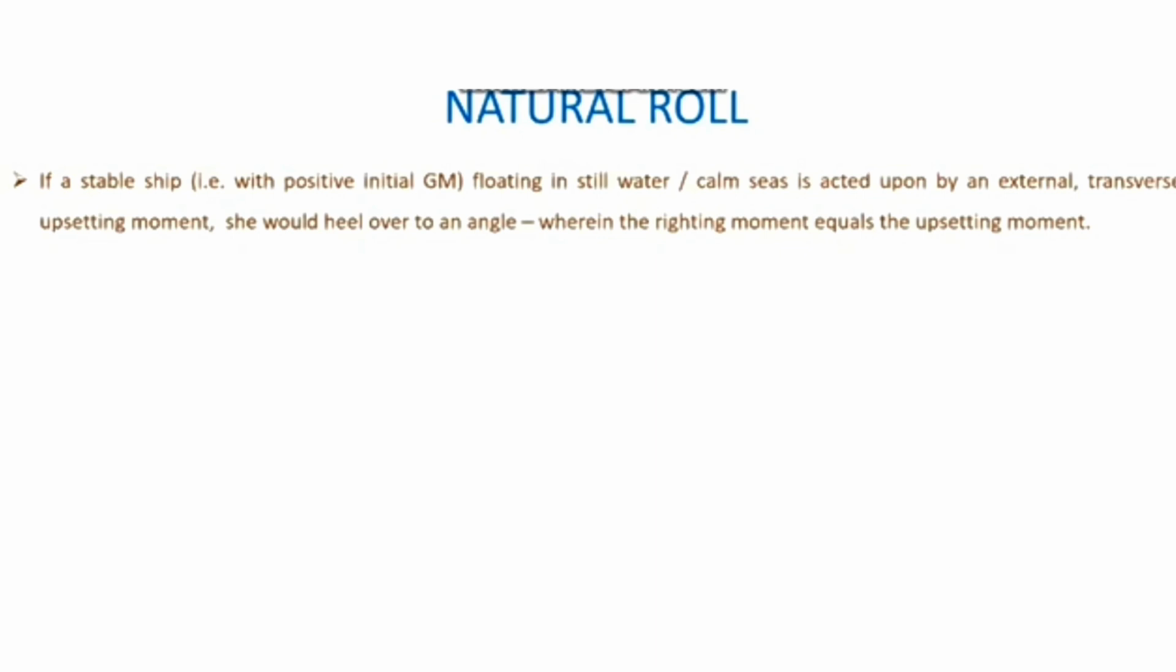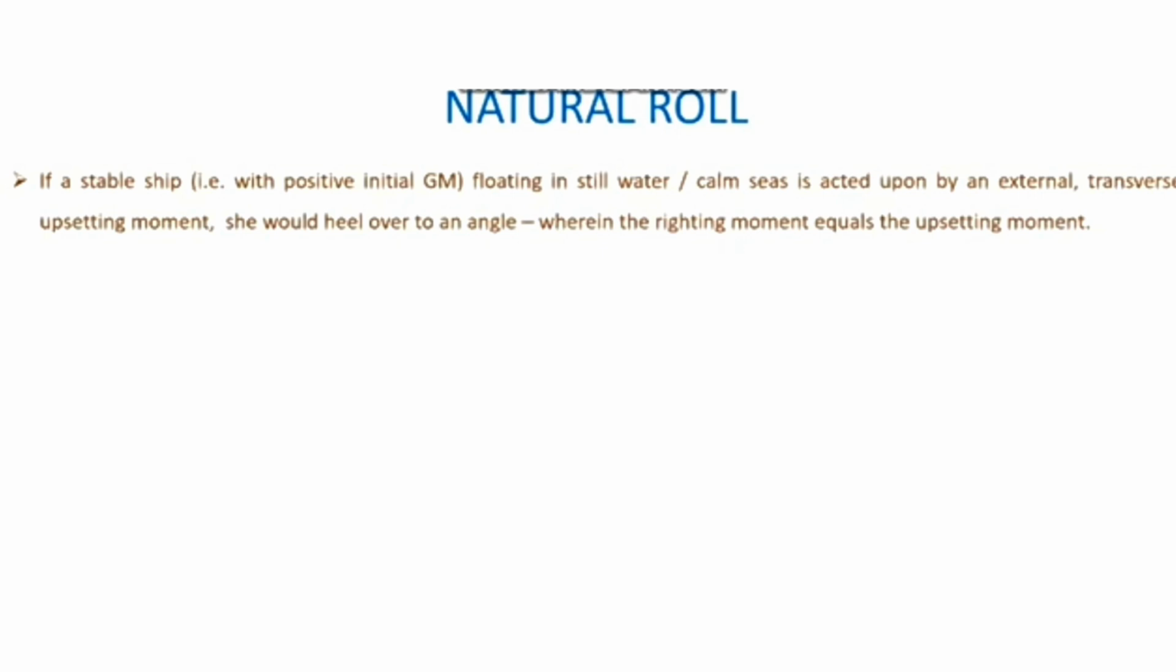So what has happened is you disturbed the ship with an upsetting moment, but after the upsetting moment was withdrawn, the vessel was rolling in calm seas at some period of roll that she was taking, and every time there was some amplitude of roll, which of course got gradually reduced and dampened.